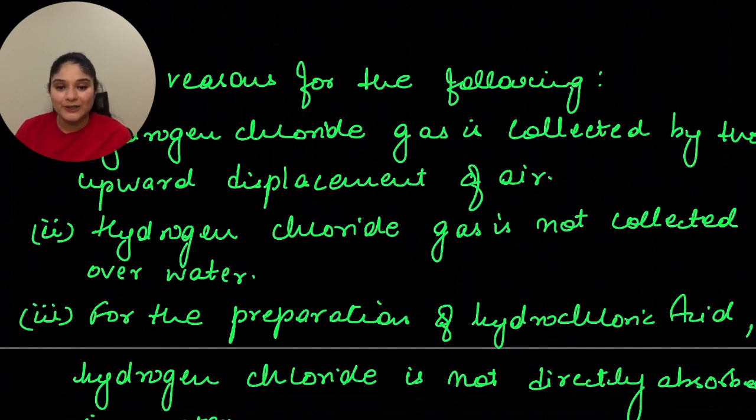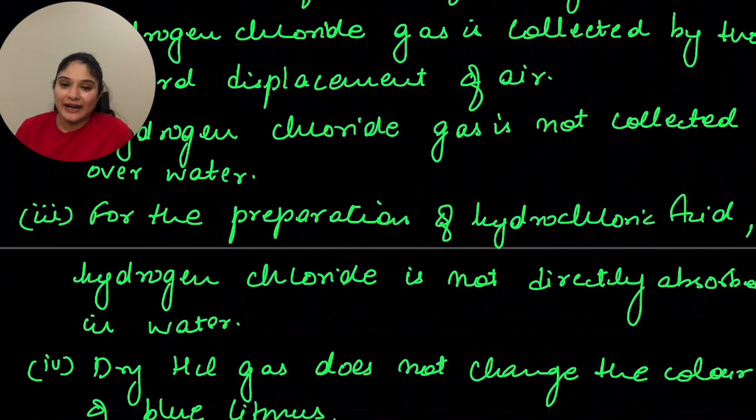For the preparation of hydrochloric acid, hydrogen chloride is not directly absorbed in water. Now that is because it can cause back suction if you are dissolving it directly, which can cause a major accident or harm somebody nearby. So that is the reason we use an inverted funnel arrangement and not direct absorption into water.